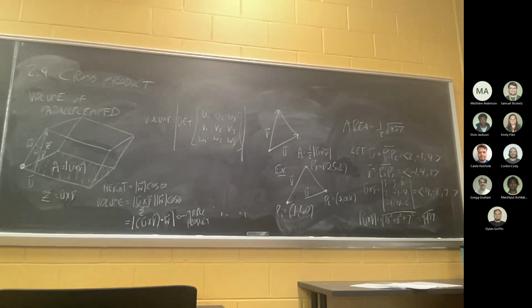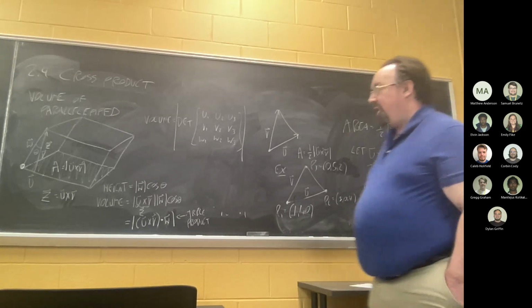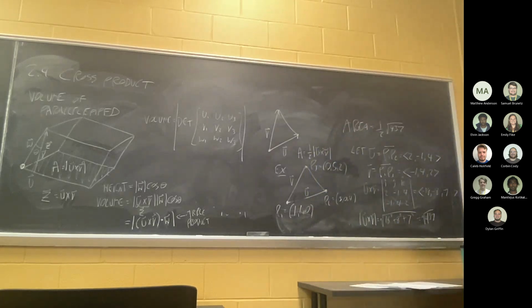What are the things we can do with the cross product? We have more general formulas than we've done before for the area of a triangle and the volume of a parallelepiped. So, questions about any of these formulas?